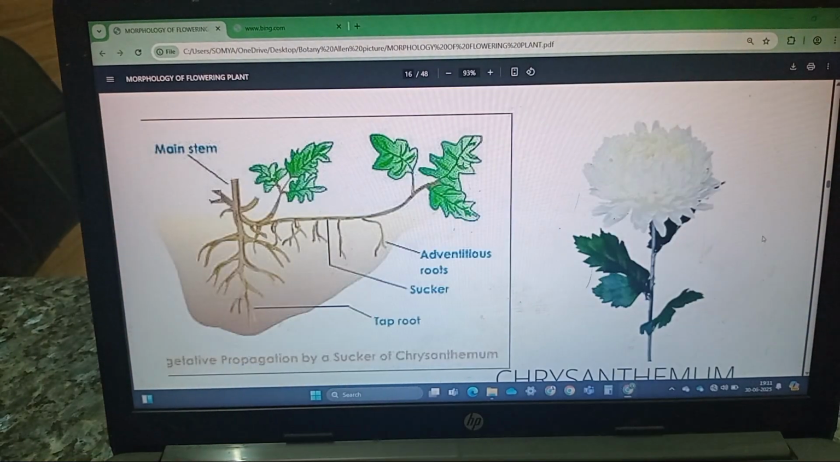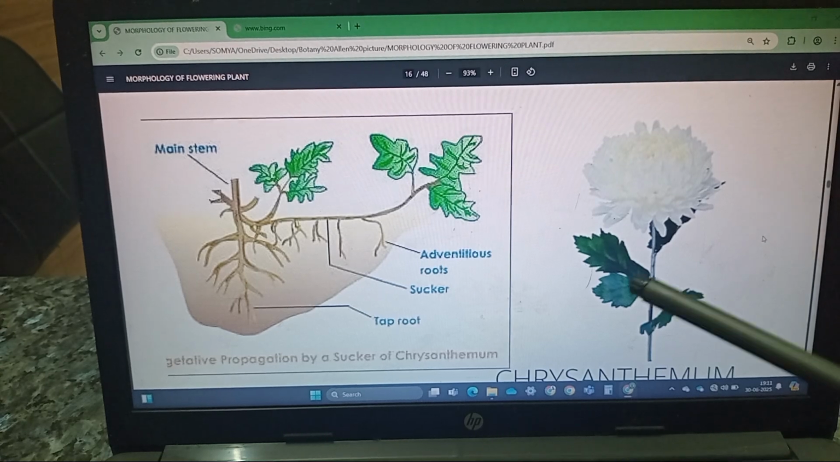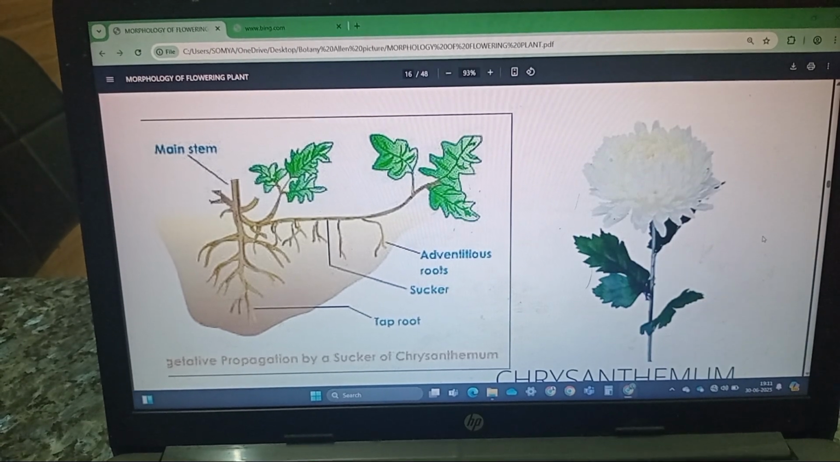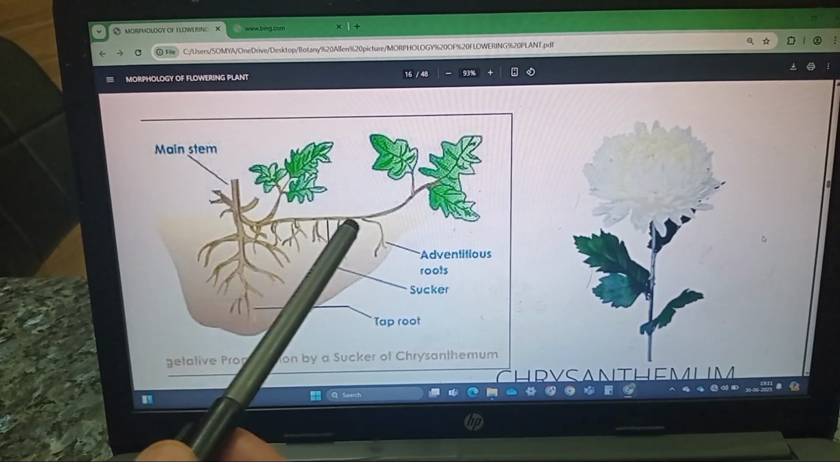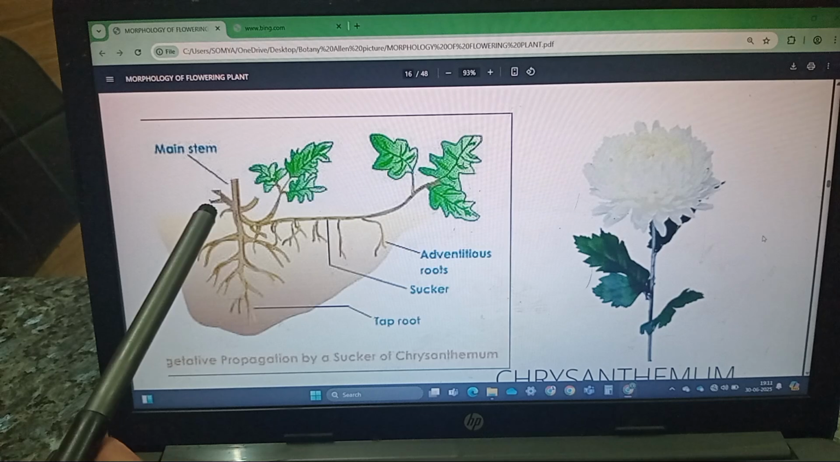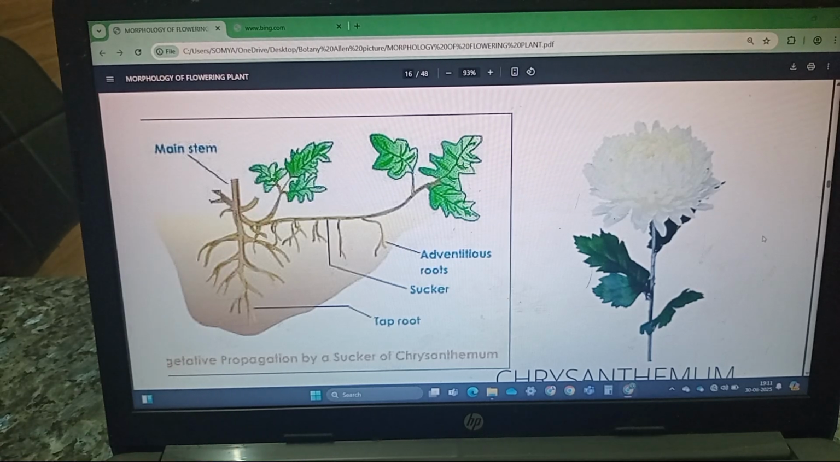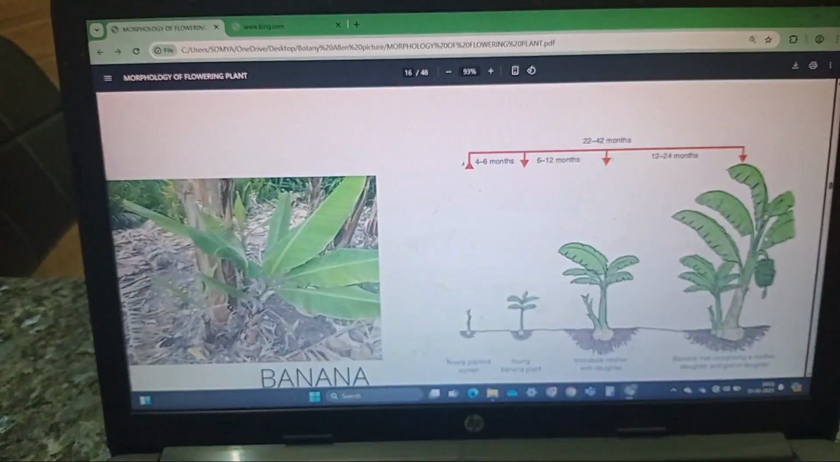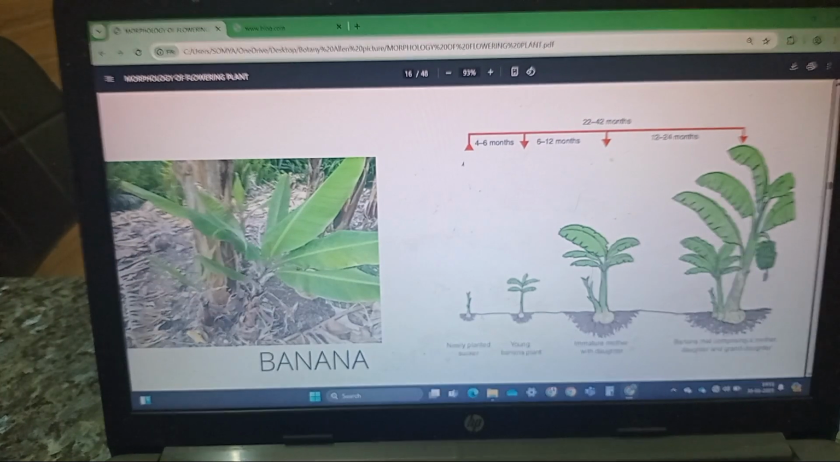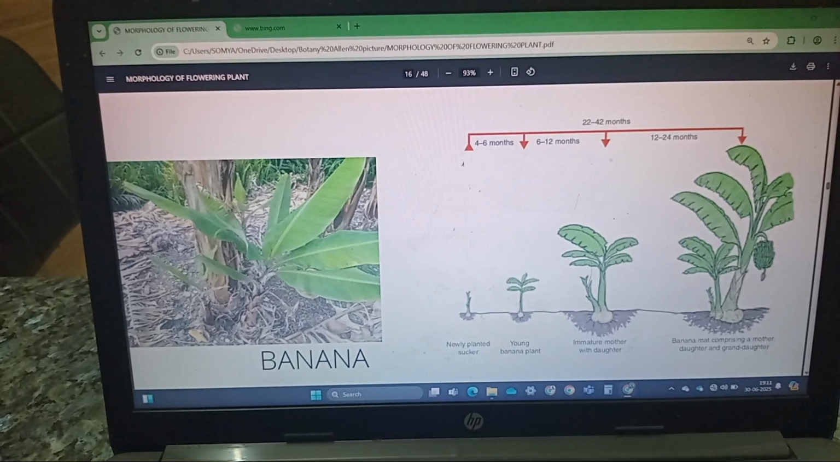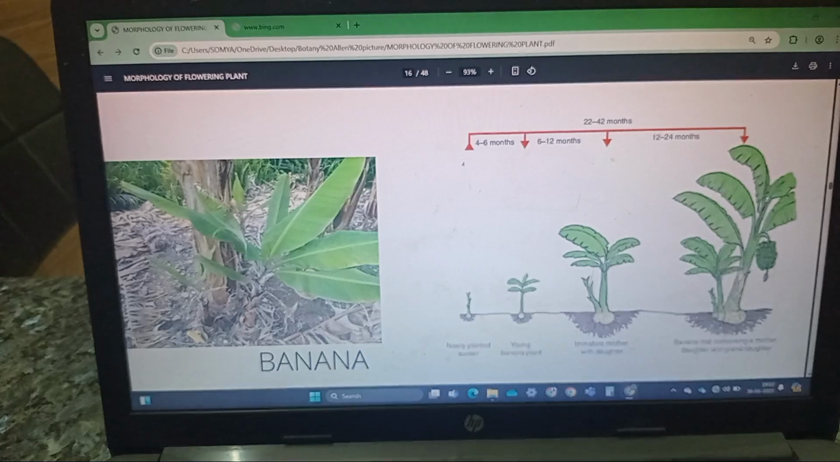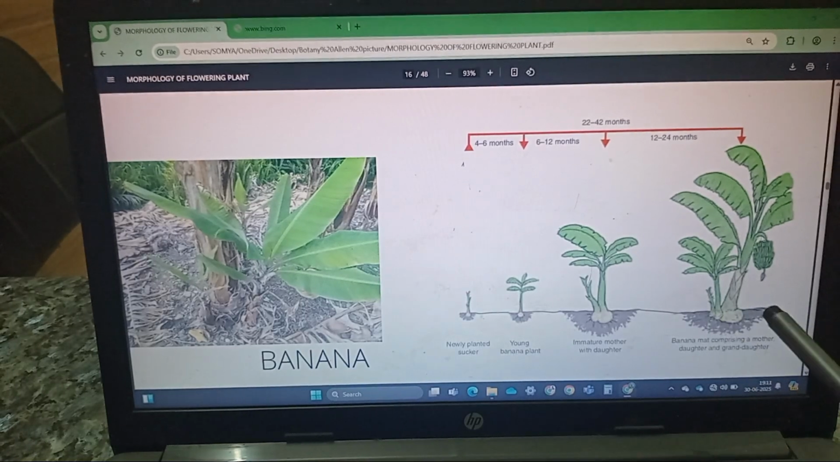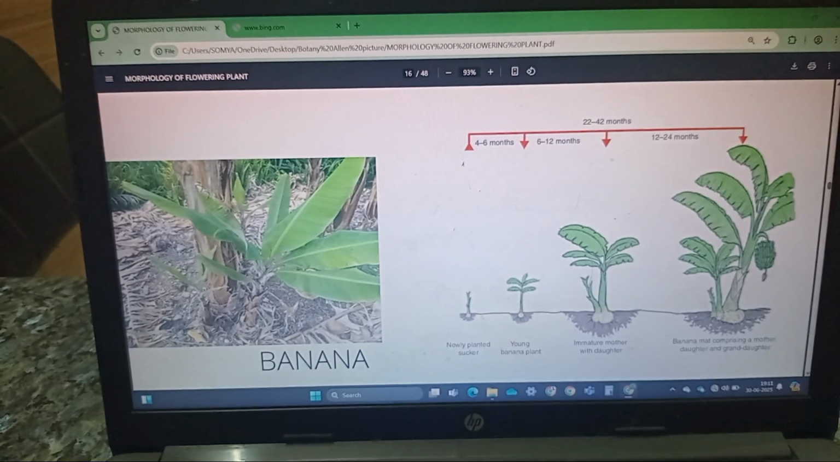Then the suckers are found in chrysanthemum. This is Guldaudi. Here we are seeing that this is a sucker, which will give rise to a new plant at the end from the main plant. So it becomes a method of vegetative reproduction. Here we are seeing the sucker of the banana, which is originating just near the parent plant. And this is the rhizome of the banana.